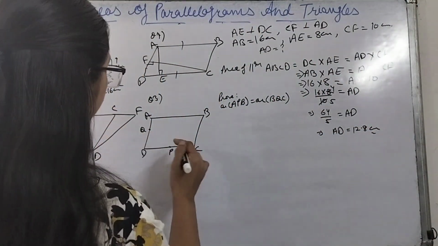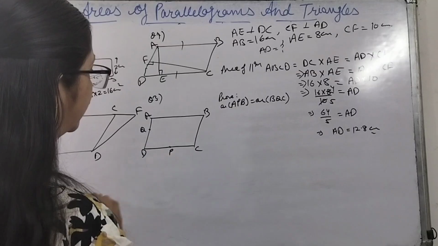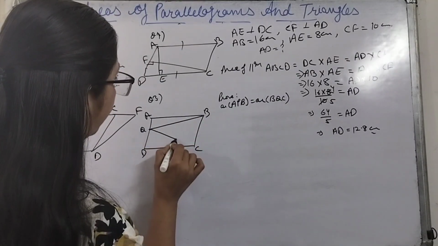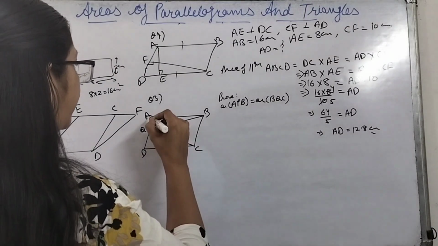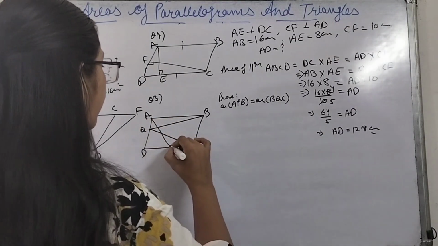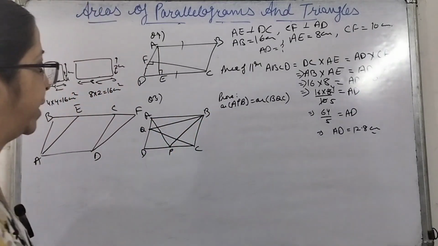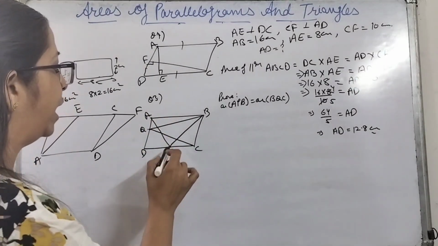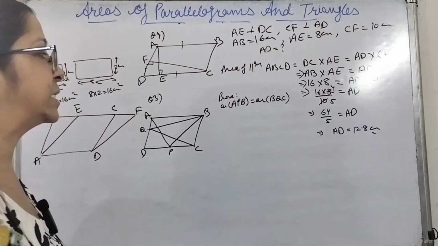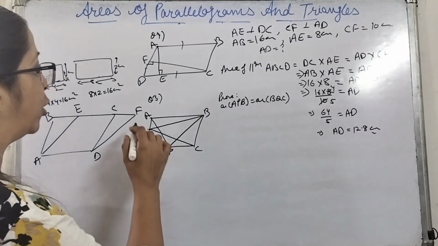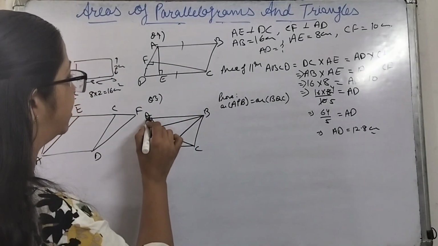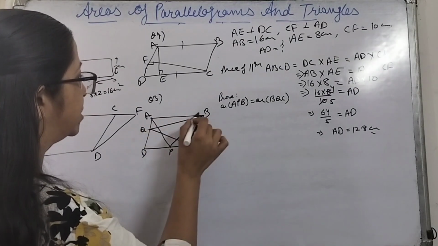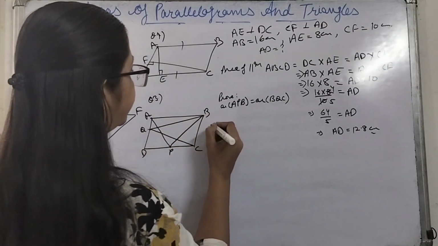First of all, what we will be doing is, this is the point given to us and this is even the point given to us. We can join these 2 points like this. And similarly, we can join this also. So what we have done is, there is a point Q on the side AD and there is a point P on the side DC, it is given to us.